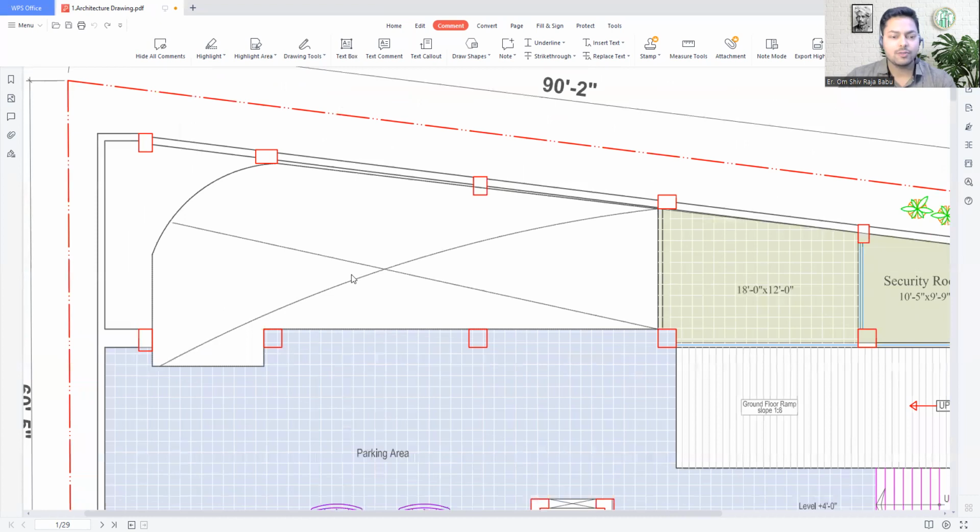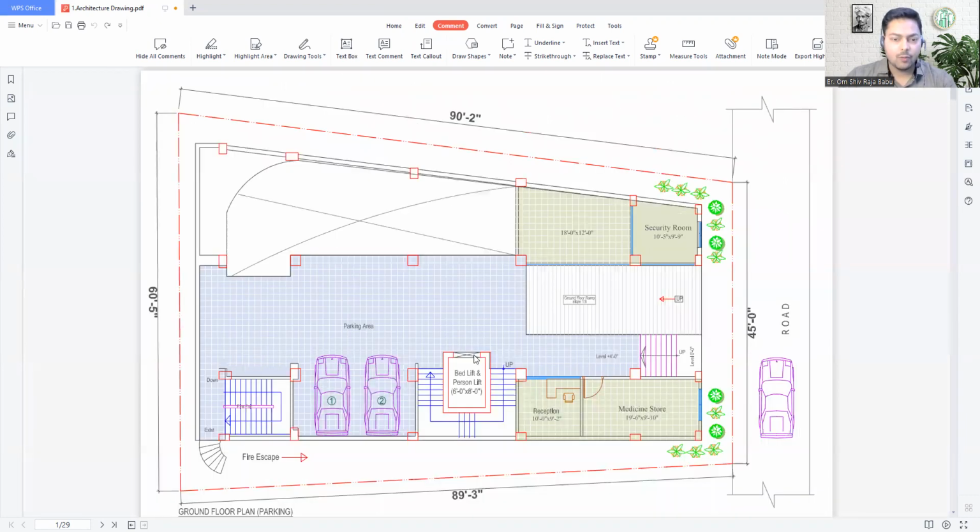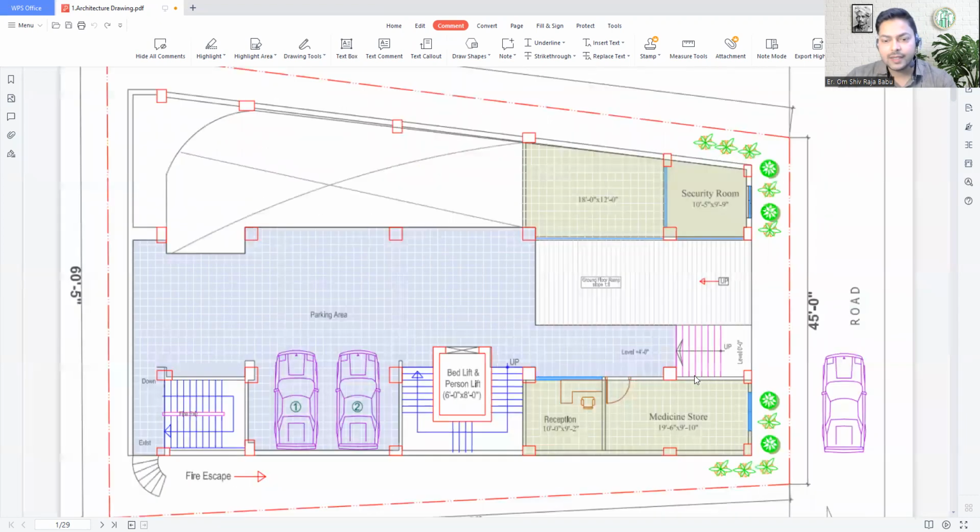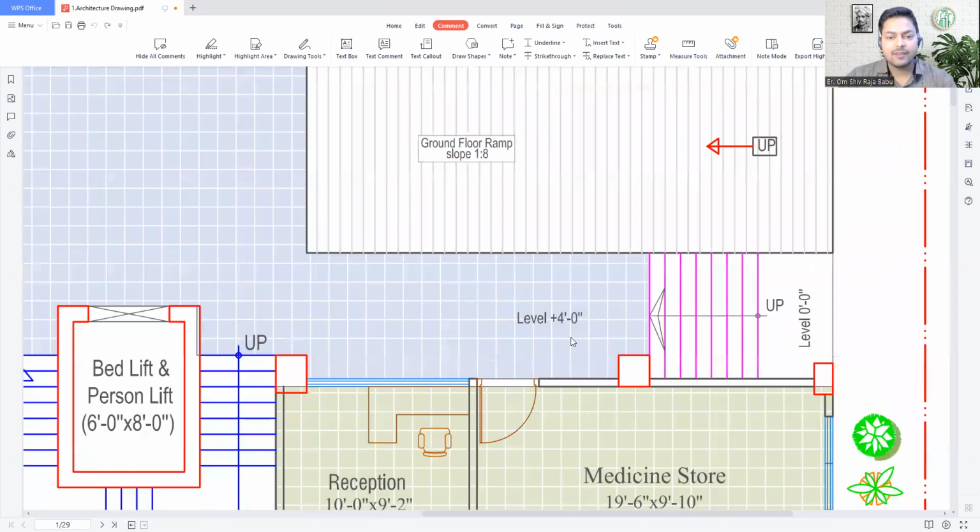After this ground floor, I will also show you the basement floor plan. Now what you can see over here, we have the stairs also. So this is level 4 feet, that means it is 4 feet high from the ground level, or you can say the road level that is available over there.